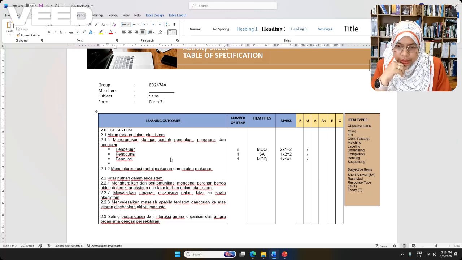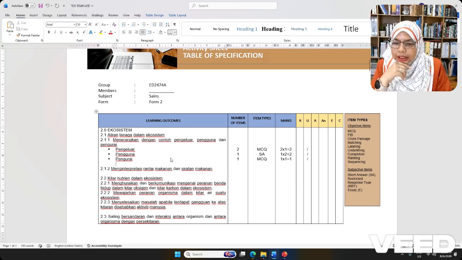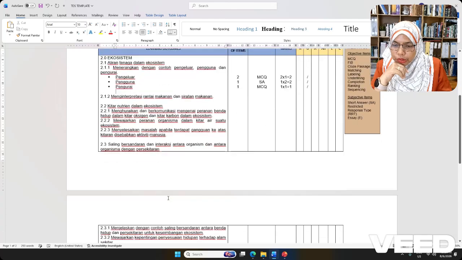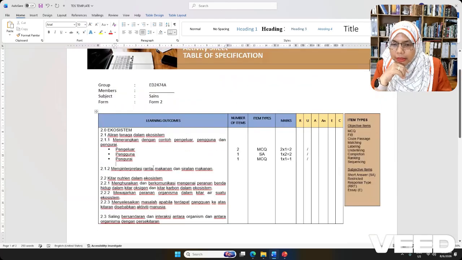Let's move on to the second learning standard. Menginterpretasi rantai makanan dan siratan makanan. I'm looking for something suitable to make an easier example so that it is easier to understand. Okay, never mind. Alright.